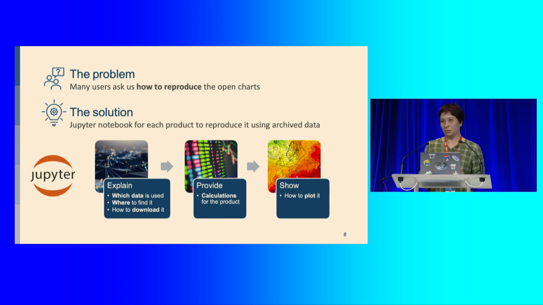So it is a burden to our user support, and my colleague Emma from user support came with the idea, why don't we have one Jupyter notebook for every product that we have? And I said, OK, challenge accepted. So I set on a mission to make a Jupyter notebook for every product, a notebook that explains which data is used, where to find more about these parameters, how to find and download it, how to calculate if something needs to be calculated, and in the end, how to plot it.